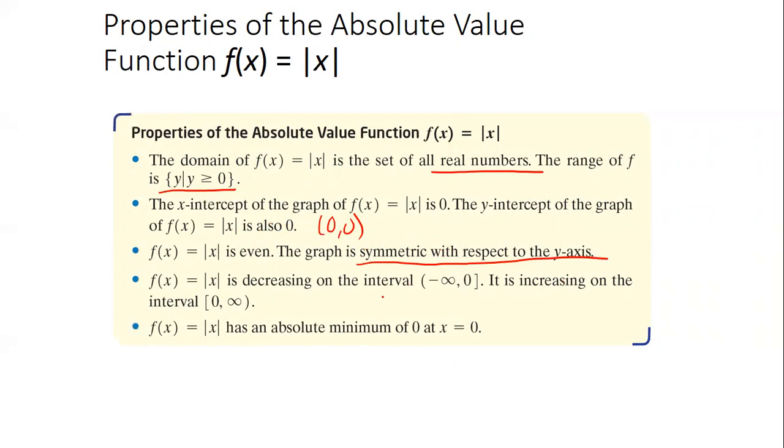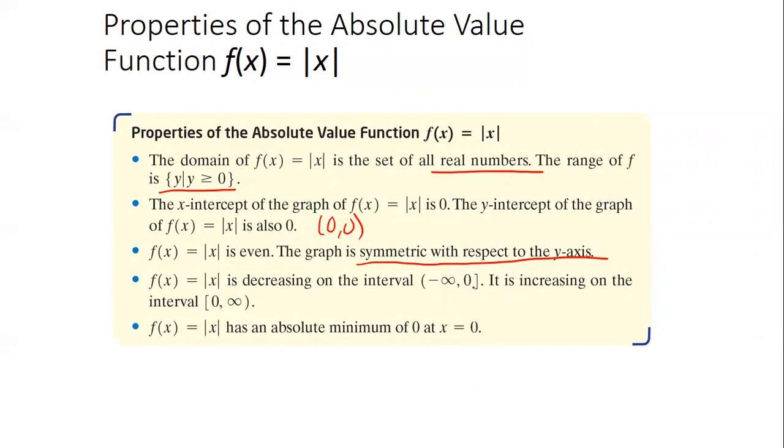And it has two intervals of activity happening. From negative infinity to 0, it is decreasing. And from 0 to infinity, it is increasing. And it has an absolute minimum of 0 at x equals 0.